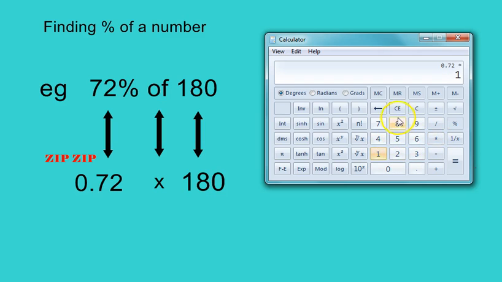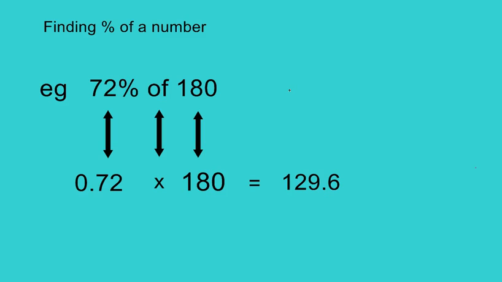times 180. Now at this point I like to have a little think about what I think the answer should be, around about. Well, 72% is close to 3/4. Half of 180 is 90, so it's going to be bigger than 90. 3/4 of 180 is 135, so I'm expecting my answer to be between 90 and 135. So let's press the equals and see how good I am at predicting. 129.6, very happy. And that is our answer.